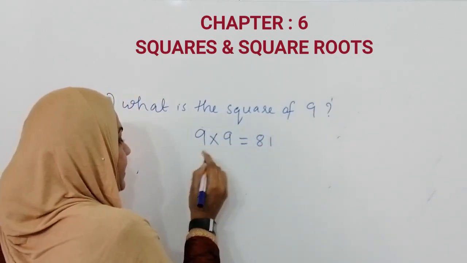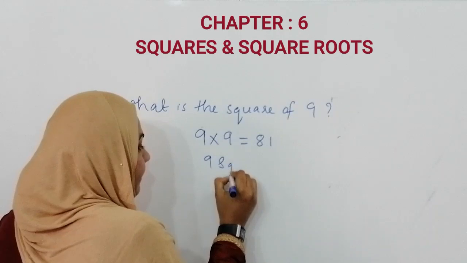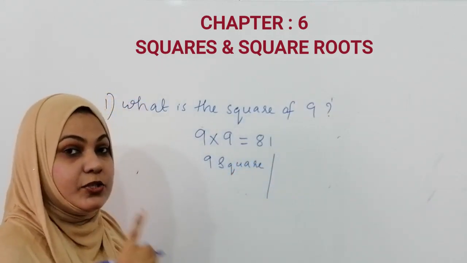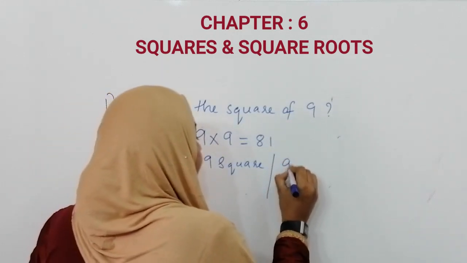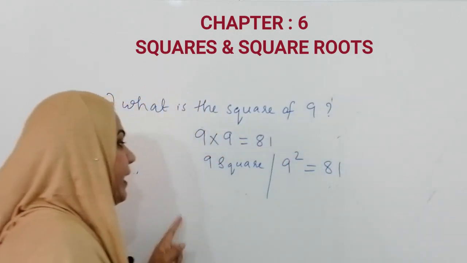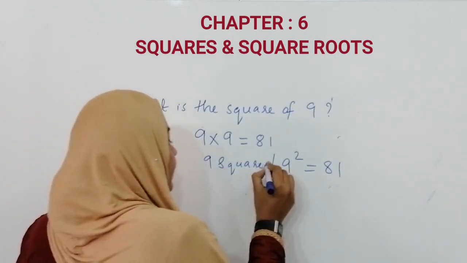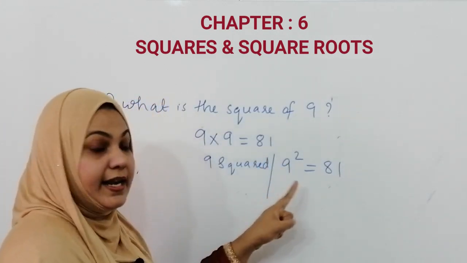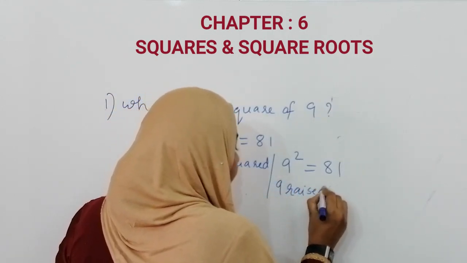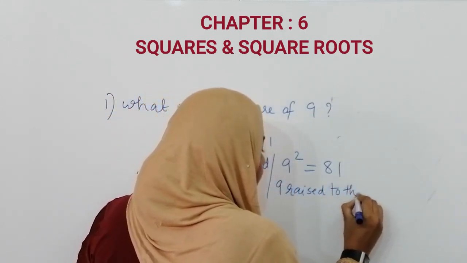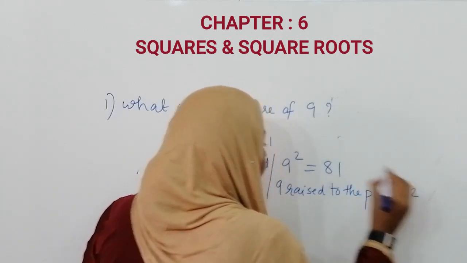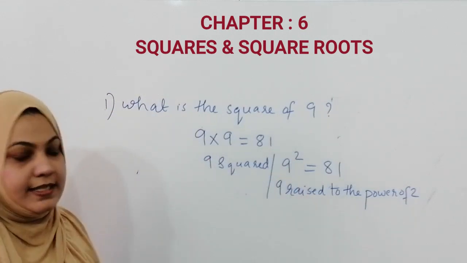So how can we read this one? 9 square or 9 raised to the power of 2. So 9 raised to 2, that is 81. How can we read it? 9 squared, or 9 raised to the power of 2. 9 raised to the power of 2 is 81.